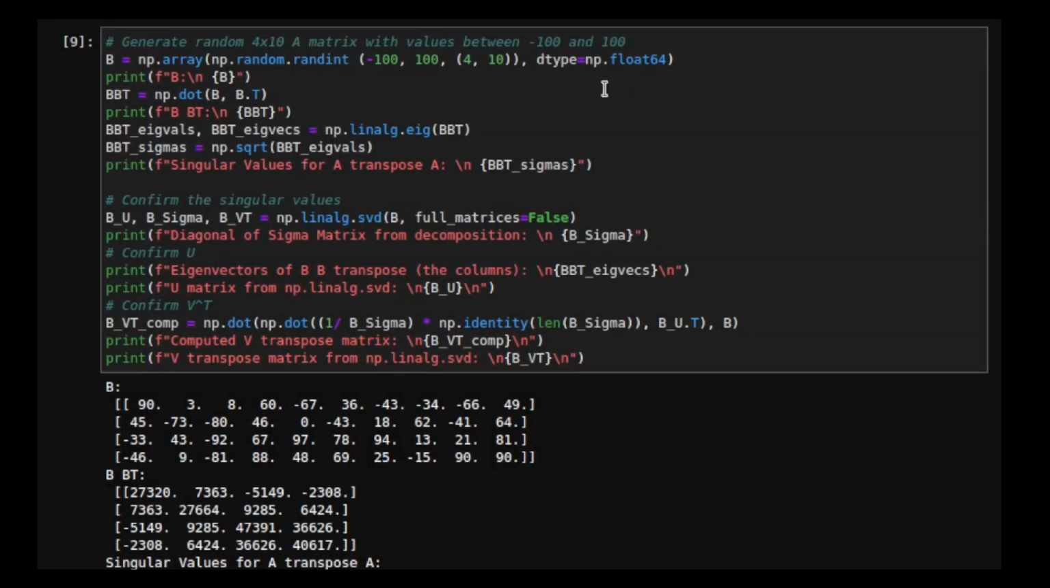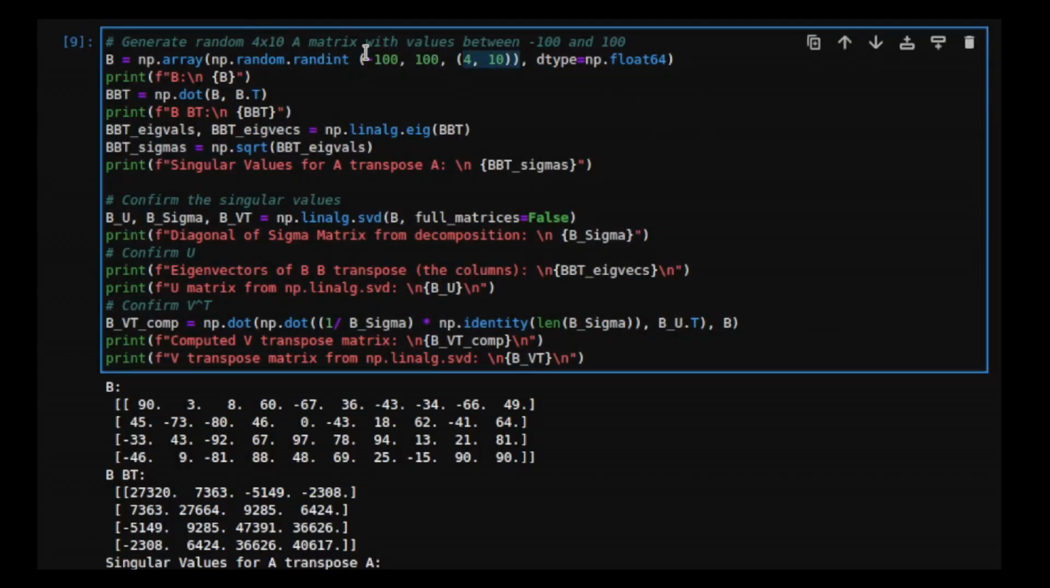In this block, you can see that we are generating this time a 4 by 10 B matrix with integer values between -100 and 100. This is definitely an n greater than m case, so we're going to use A times A transpose, or in this case, B times B transpose. We'll compute B times B transpose. We are going to compute the eigenvalues and eigenvectors using the numpy linalg eig function. We'll compute the singular values by taking the square root of our eigenvalues. Again, yes, I realize I forgot to sort them. And we will compute an SVD using the numpy linalg SVD function to check our results.